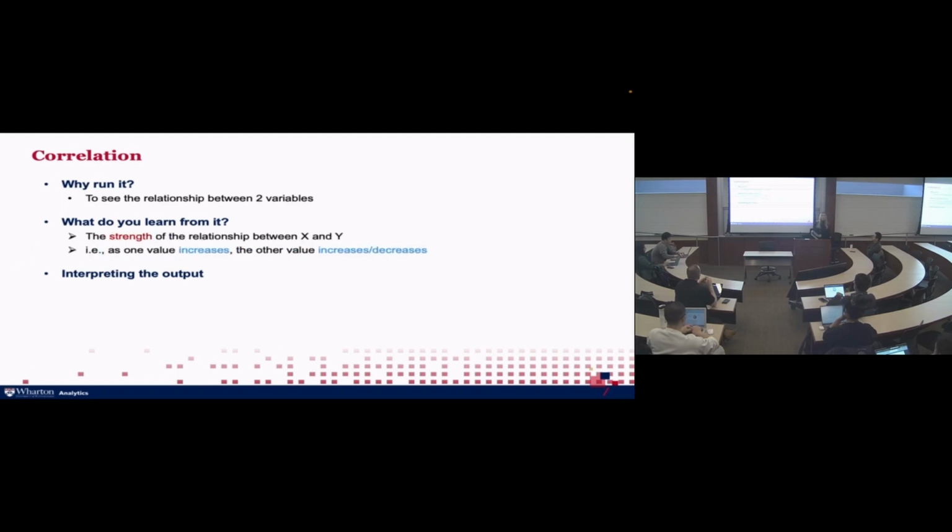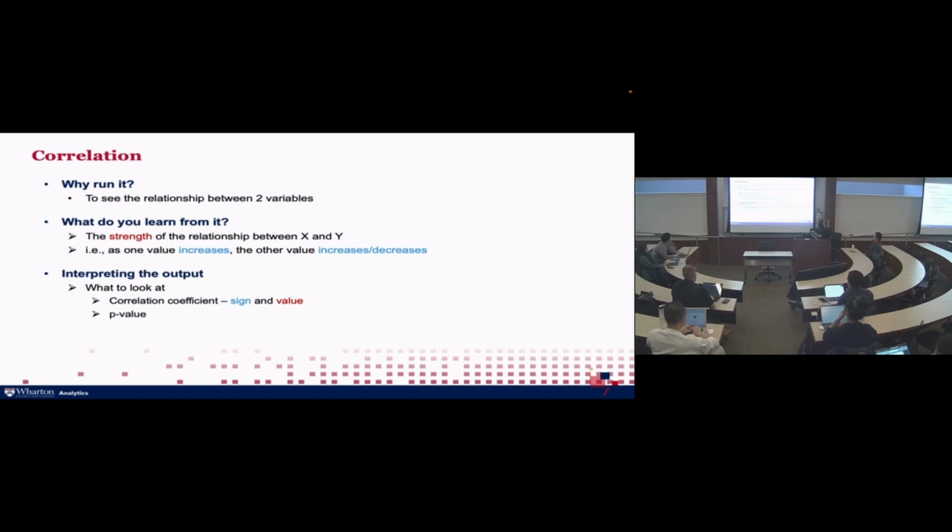What do you learn from it? You learn the strength of the relationship between two variables, so let's say variable X and Y. What would we talk about when we say the strength of a relationship? As one variable increases, what do you expect the other to do? To increase or decrease? When you're interpreting the output, you want to look at the correlation coefficient and you want to look at the p-value. With the correlation coefficient, you're looking for two main things: the sign, so positive or negative, and the actual value.